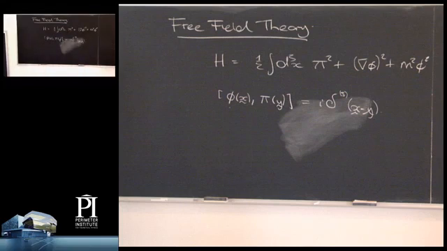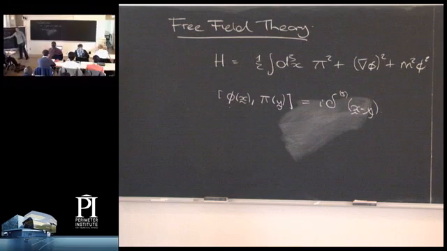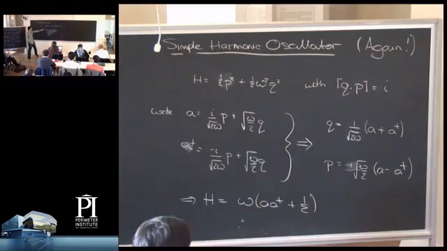So these are the commutation relations. And at the very end of the last lecture, I ran through the harmonic oscillator, solving it using creation and annihilation operators. What we're going to do is exactly the same thing here. We'll use exactly the same tricks, and we'll see that we can solve it in exactly the same way. And then we'll interpret what that solution means.